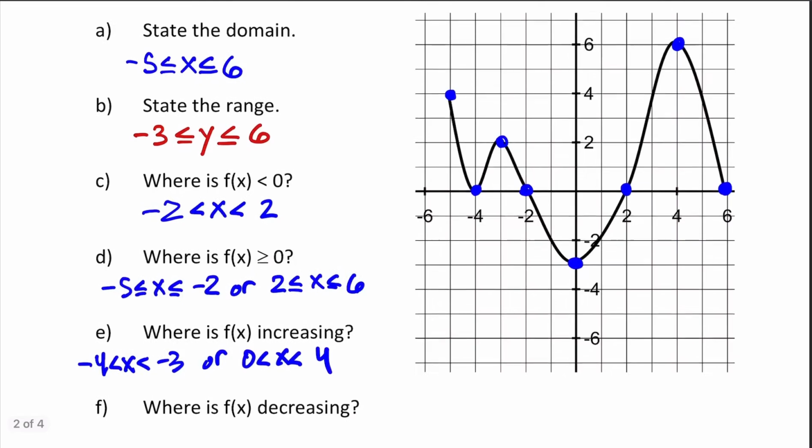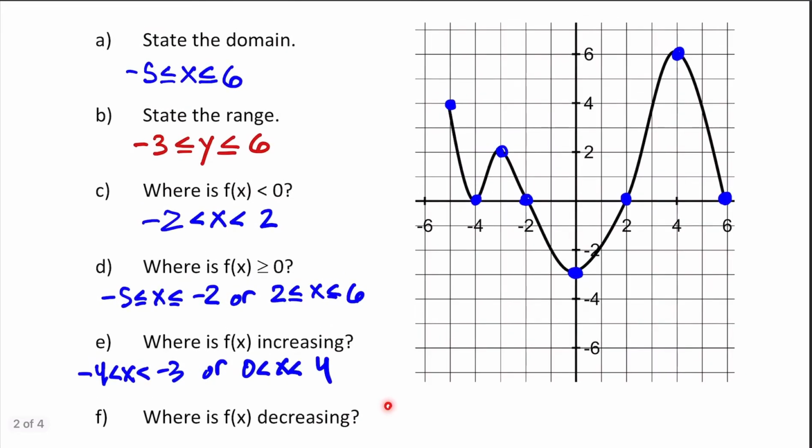And the next one, where is it decreasing? Well, decreasing means going downhill. So that would be this interval. There it's decreasing. Here it's decreasing. And here it's decreasing. Those are the three pieces where it's decreasing. So I need to get all these intervals. This interval here. This interval here. And this interval here. All right, so there's going to be 3 of them.